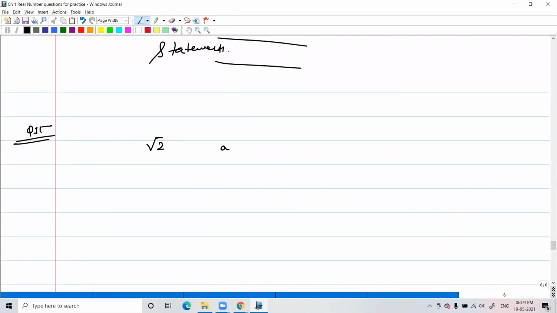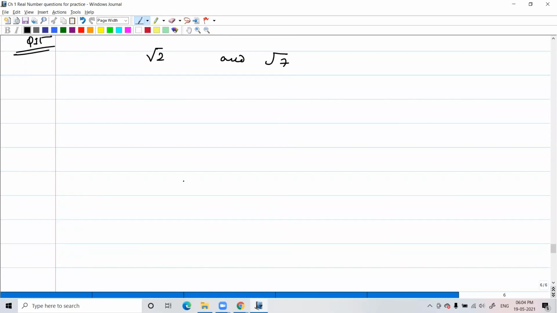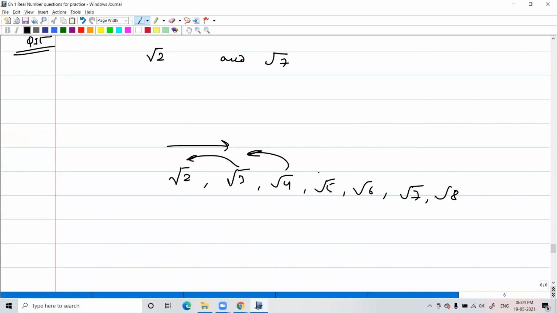So the numbers are root 2 and root 7. Understand one thing. When you have irrational numbers within roots, if I take root 2, root 3, root 4, root 5, root 6, root 7, the values of these numbers are in ascending order. Root 3 will be bigger than root 2, root 4 will be bigger than root 3. They are all in ascending order. Everyone understands that?